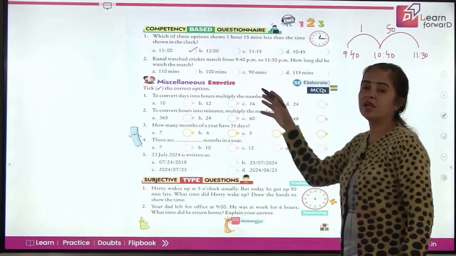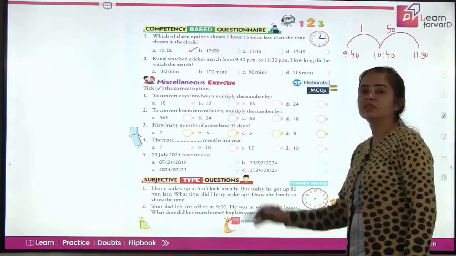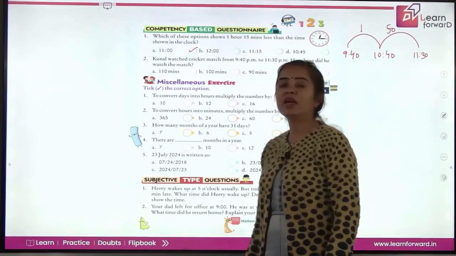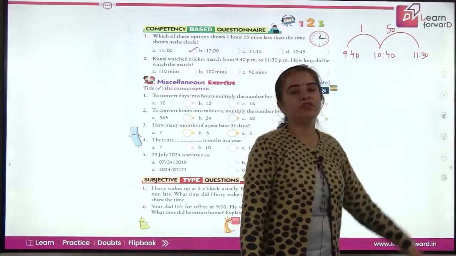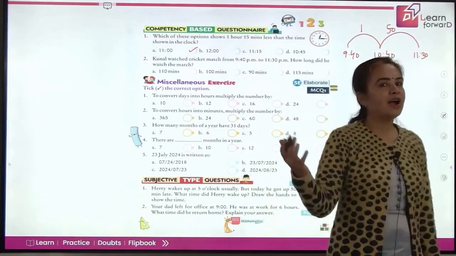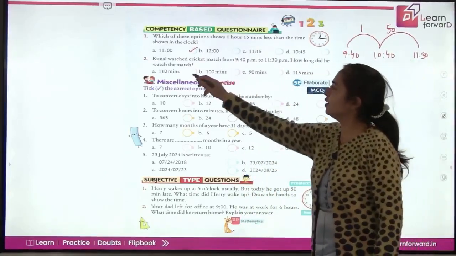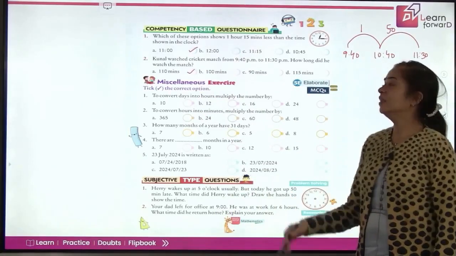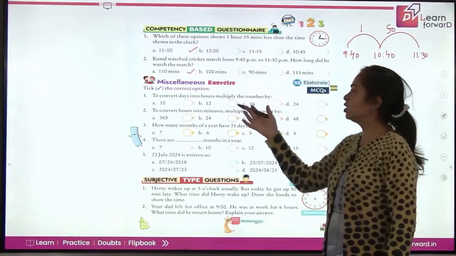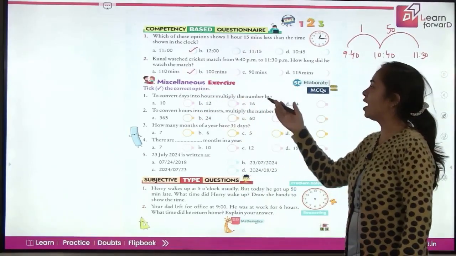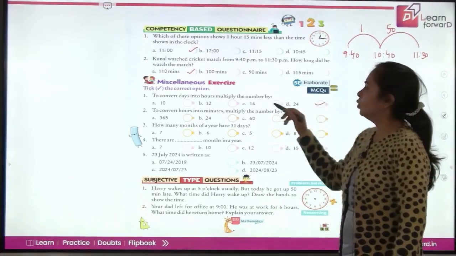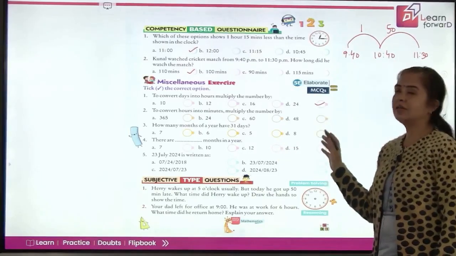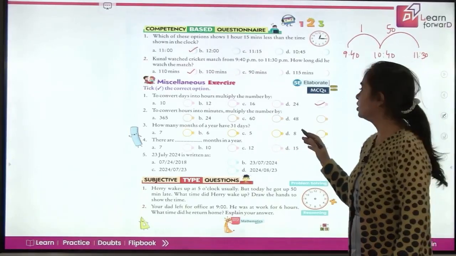All these are given in minutes. Let's convert them. 1 hour is how many minutes? 60 minutes and another 50 minutes. What is the sum? 110. So that is 110 minutes. Now, miscellaneous exercise, the MCQs for you. To convert days into hours, multiply by 24. To convert hours into minutes, multiply by 60.